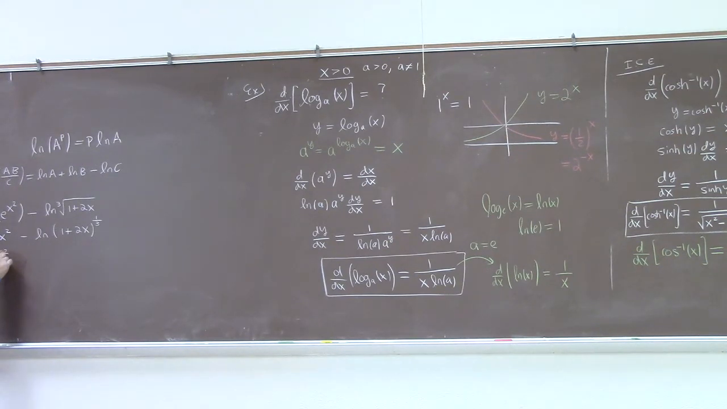Plus x squared minus 1/3 natural log of 1 plus 2x.